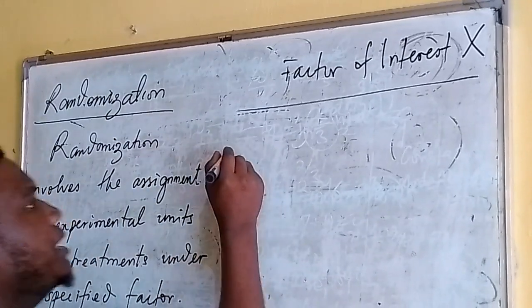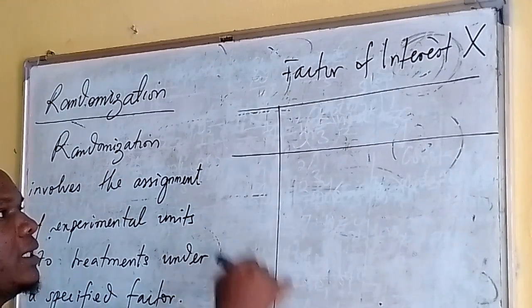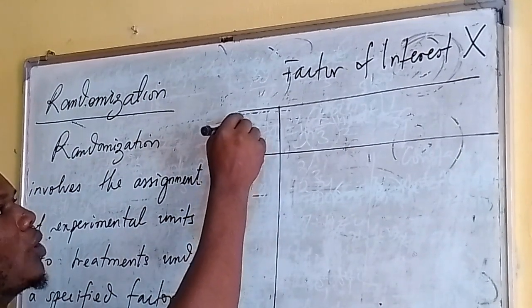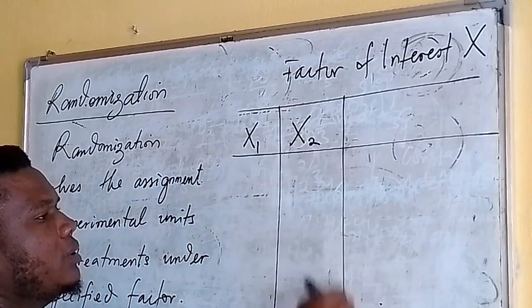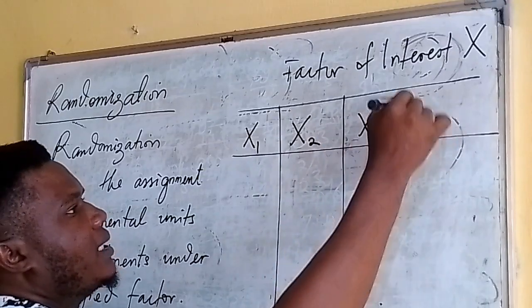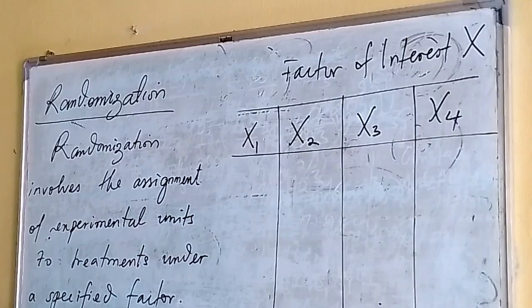Now, underneath this factor of interest X, whatsoever it is, we are now taking treatments. So I'm calling treatment 1 X1, treatment 2 X2, treatment 3 X3, and treatment 4 X4, assuming that X is the weight of students in the 4 levels. Now, look at it this way. Where randomization comes in is this. That brings me to what I'm going to be writing next underneath this.